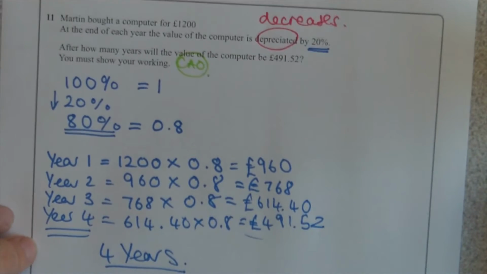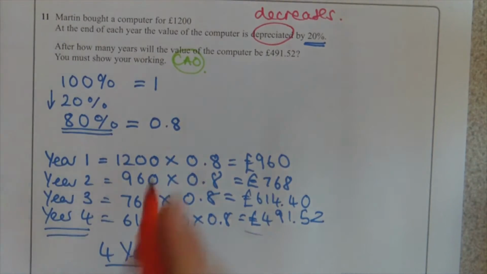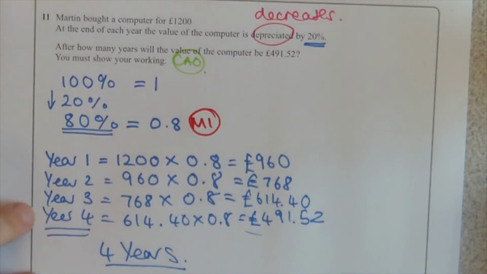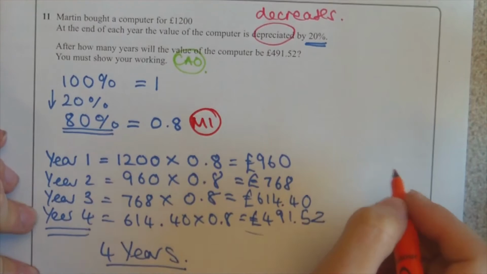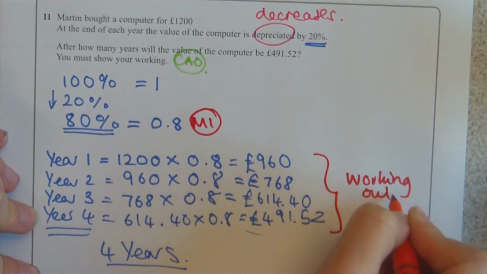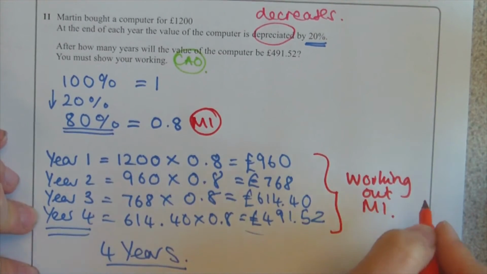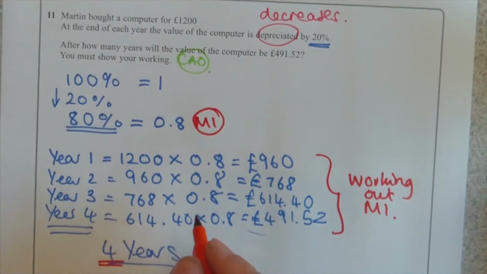So with regard to the mark scheme, you get your first mark for working out that it has to be something to do with 80%. Okay, so the decimal of 0.8 will get you your first mark. Your second mark, okay, is for doing all this working. So some sort of working out will give you your second mark. Your final mark is for the answer of 4 years, and again, as I predicted, correct answer only has to be supported by working.